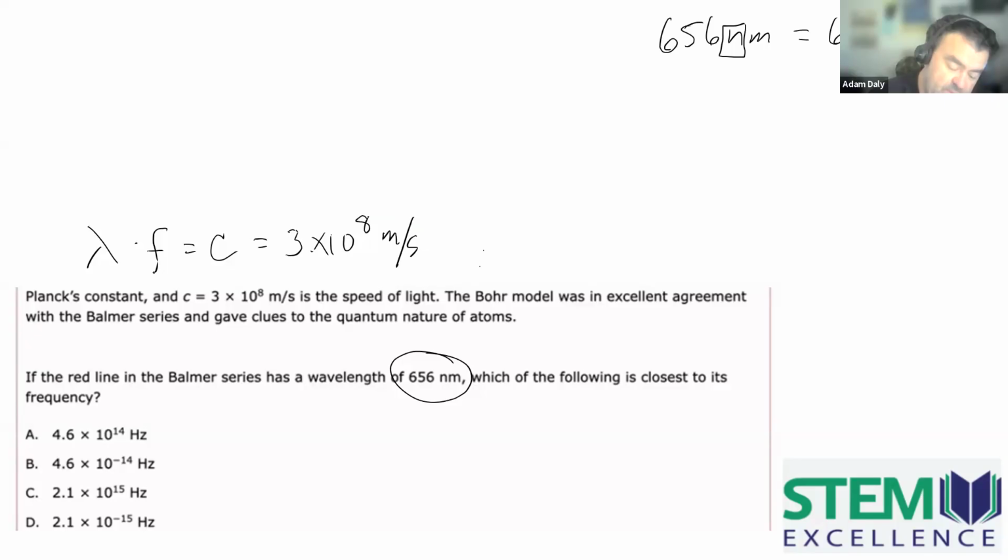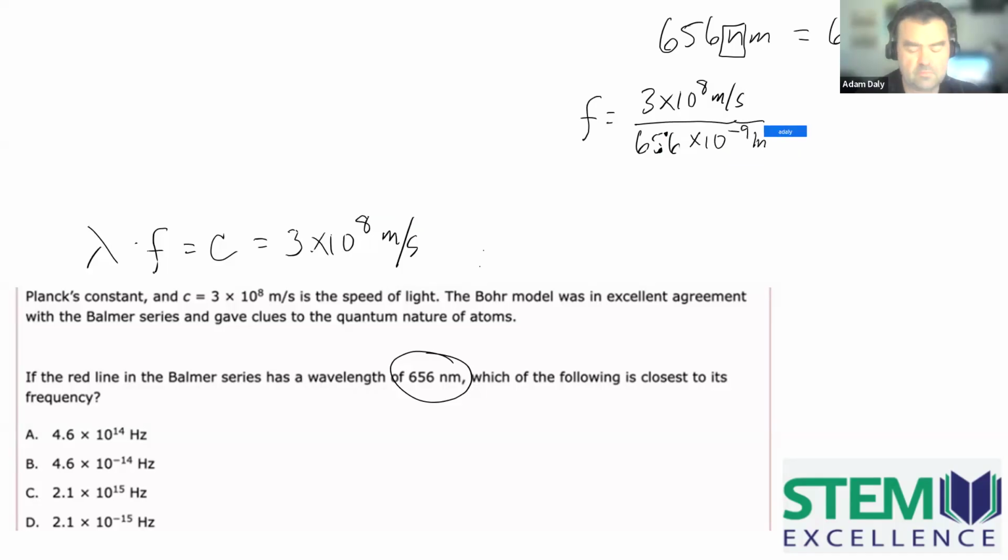All right, so frequency would be 3 times 10 to the 8 meters per second, pretty big number, divided by 656 times 10 to the minus 9 meters. But we're not really that interested in the 56. So what we're going to do is change this to 3 times 10 to the 8 divided by 600 times 10 to the minus 9. Right? That's what we really want.